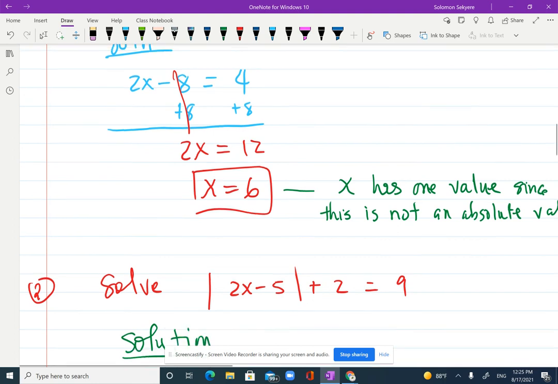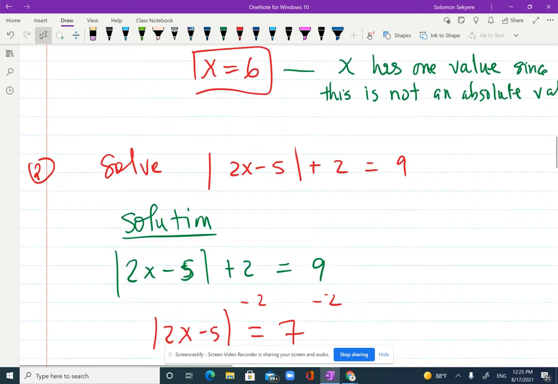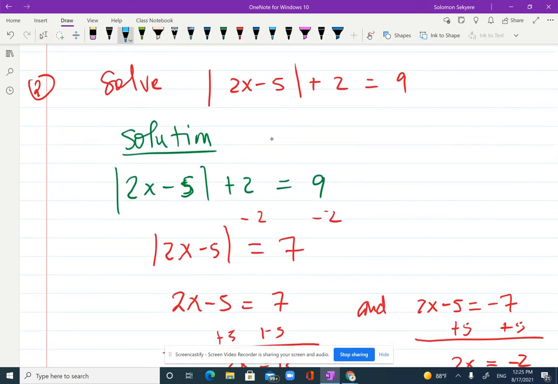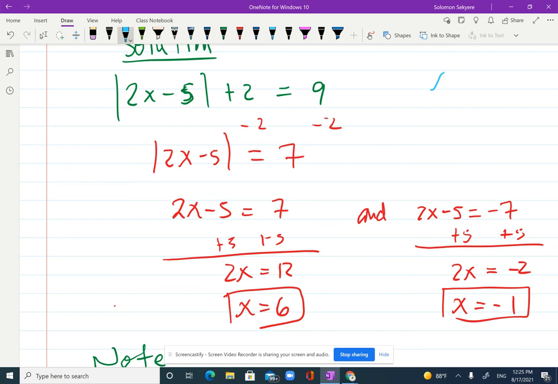What about this one here? We want to solve this equation. Step by step, first we move the 2 to the other side, minus 2. We have the absolute value of 2x minus 5 equals 7. What does it mean? Remember I said x can be equal to c and x can be equal to -c. So what this means is we remove the absolute value bars. As soon as we remove the bars, this can be equal to the positive 7, and also it can be equal to -7.